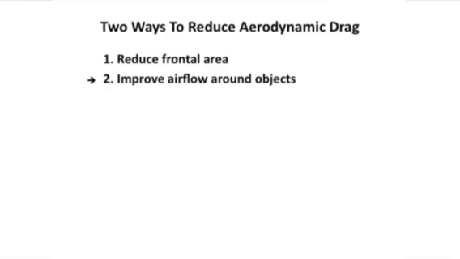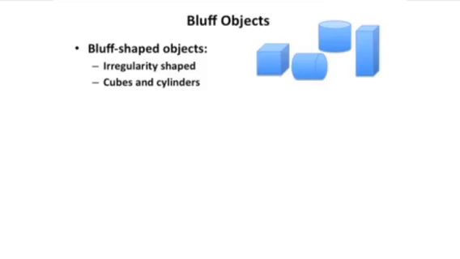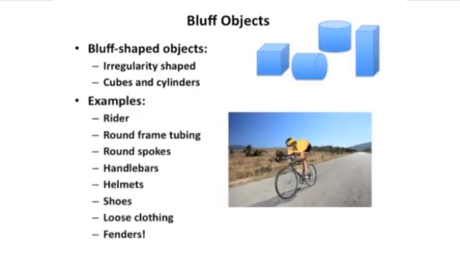The other way we can reduce aerodynamic drag is to improve airflow around objects. And here we're going to look at the shapes of objects. These objects that we see here are called bluff objects. That's probably a term you're unfamiliar with. Bluff objects in aerodynamics are objects that are irregularly shaped. They're things like cubes and cylinders and squares and so on. Examples of bluff objects are all around us, actually, with bicycles. We as riders are bluff objects. So is all the round frame tubing. So are the round spokes, handlebars, helmets, shoes, loose clothing, and fenders if we have them. Those are all bluff objects.